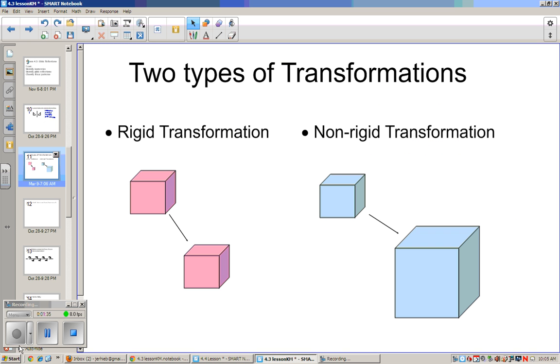The next definition in your book in section 4.3 will be a rigid transformation. A rigid transformation is the same as saying an isometry. It preserves the size and shape of an object. So if you look at those two cubes, they've just been translated. They still have the same size, the same shape. And a non-rigid transformation would be something that doesn't maintain size or shape, so it changes size or shape. If you look at these two cubes, it's gotten bigger. So that would be an example of a non-rigid transformation because the size has changed.